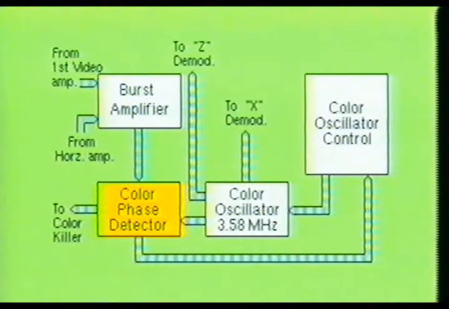The chroma phase detector stage also generates a signal which disables the color killer stage. As long as this signal is being applied to the color killer stage, it remains disabled and the chroma bandpass amplifier remains activated.